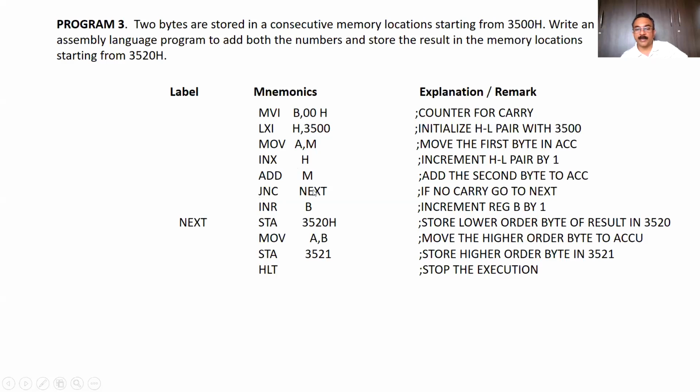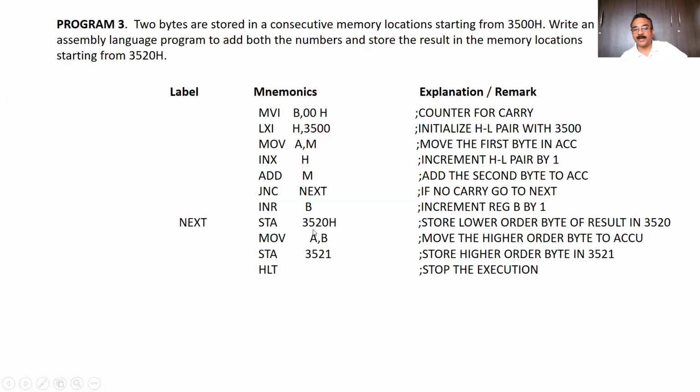So if there is no carry, then you can directly store the result. And we know that in an addition program, the result is 16-bit or 2-byte, and the lower order byte is always stored in the accumulator. So store the lower order byte at 3520, because it is asked to store the result starting from 3520. So this 3520 is the memory location where we are supposed to store the lower order byte, and your lower order byte is always present in the accumulator. Using the instruction STA, we move the lower order byte of the result to 3520.